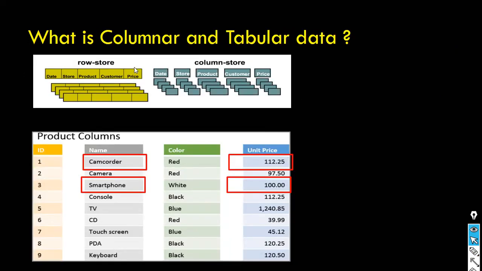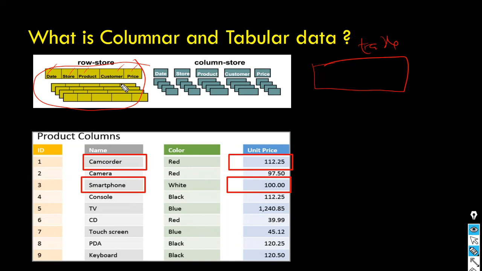Look here. So this is your row store and this is your column store. Conventionally or traditionally, when you work with any RDBMS like Oracle or SQL Server, the data gets stored in a table. Let's say you have a table like this. In the table you have a date column, store column, product column, customer column, and price.